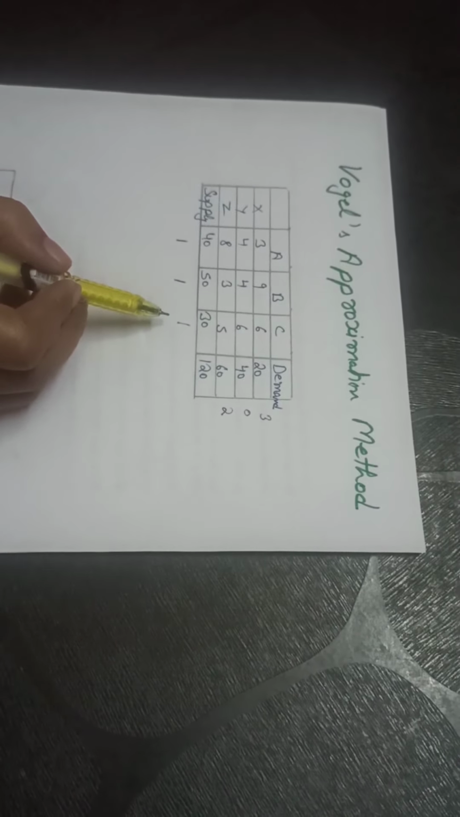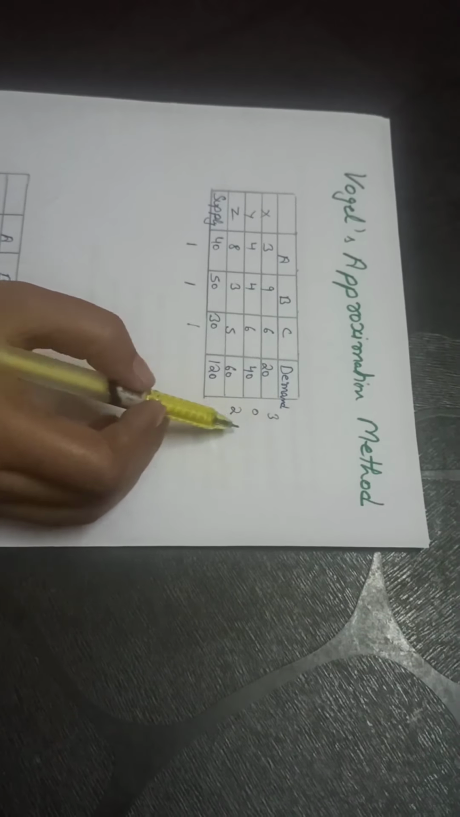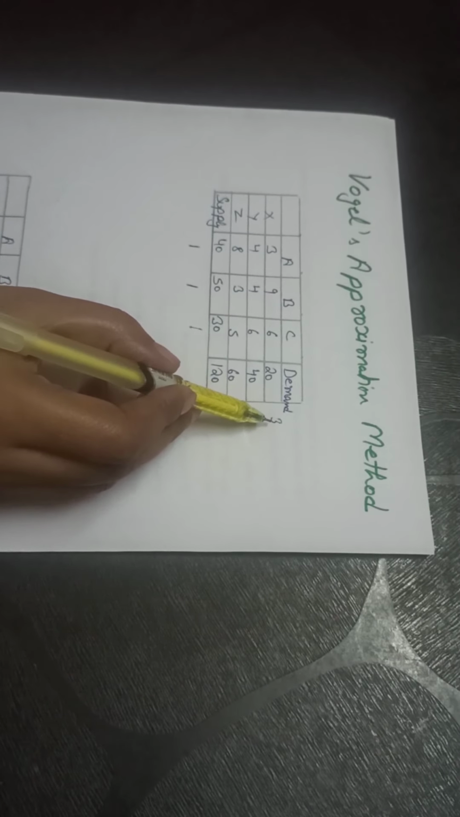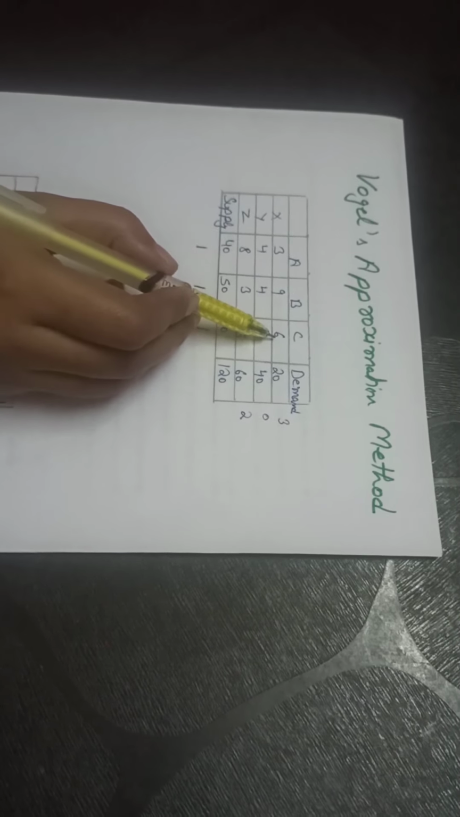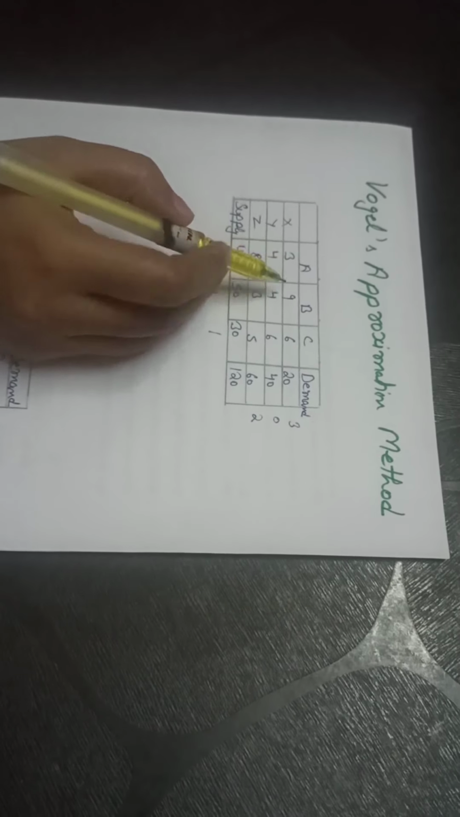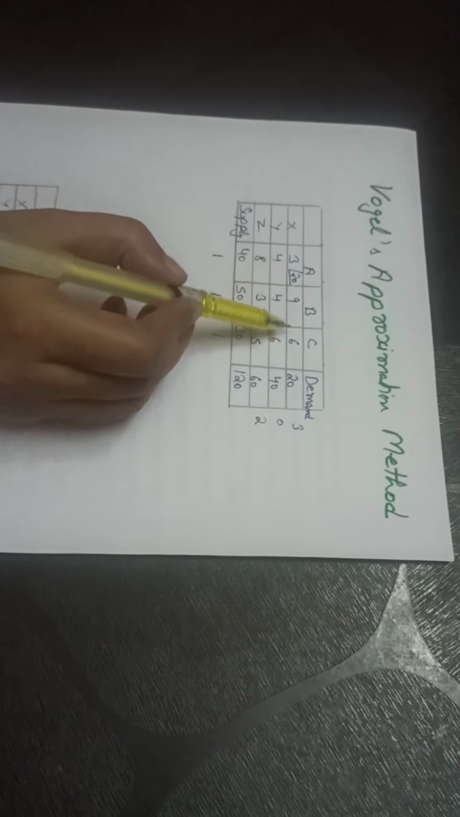We will find the greatest penalty from these differences and also these differences. The greatest value is 3, and this 3 is written before this row. In this row we will check what the least cost is, and the least cost is 3. So we will allocate in this cell. In this cell we can allocate 20. Now we can see that this row has been fully satisfied.